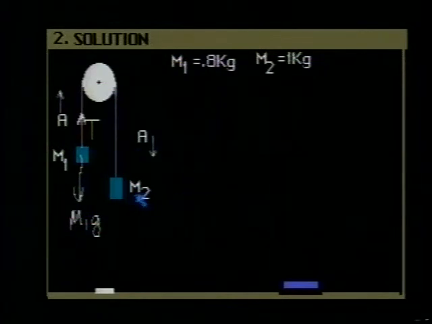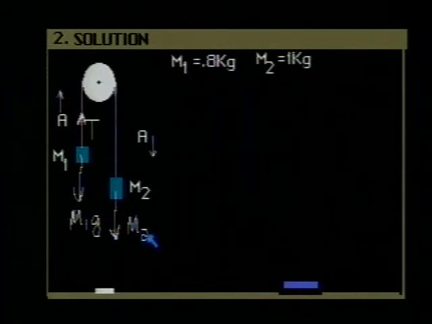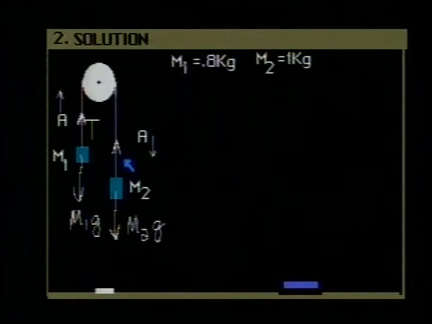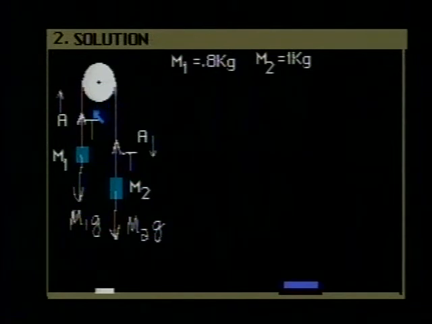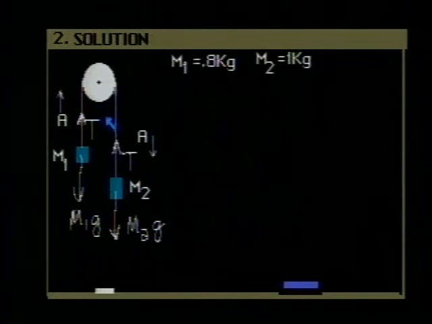For the mass M2, we also have a weight acting downwards, M2 times G, and an upward force due to the rope on the mass, which we'll also call T. And this tension is exactly the same on M2 as it is on M1. For a massless rope over a massless pulley, the tension in all parts of the rope is exactly the same, and that fact is necessary in solving this problem.